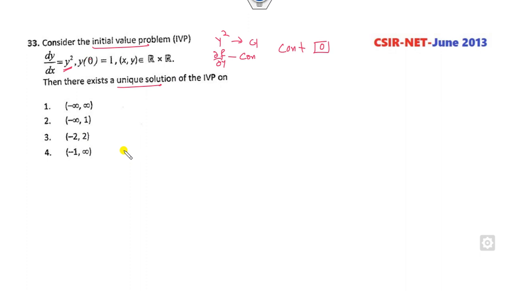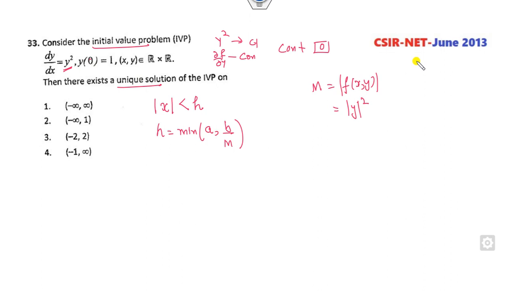So how can you find it? Then we all know it contains the unique solution in here, where h is the minimum of a, b/M. What is the M? It is the mod of f(x,y), so what is the mod of that? It is y². What is the y? So you can see |x − x₀| is less than a, |y − initial point| is less than b. So what is the maximum value of this? That is 1 plus b whole square. So this is b over 1 plus b whole square.